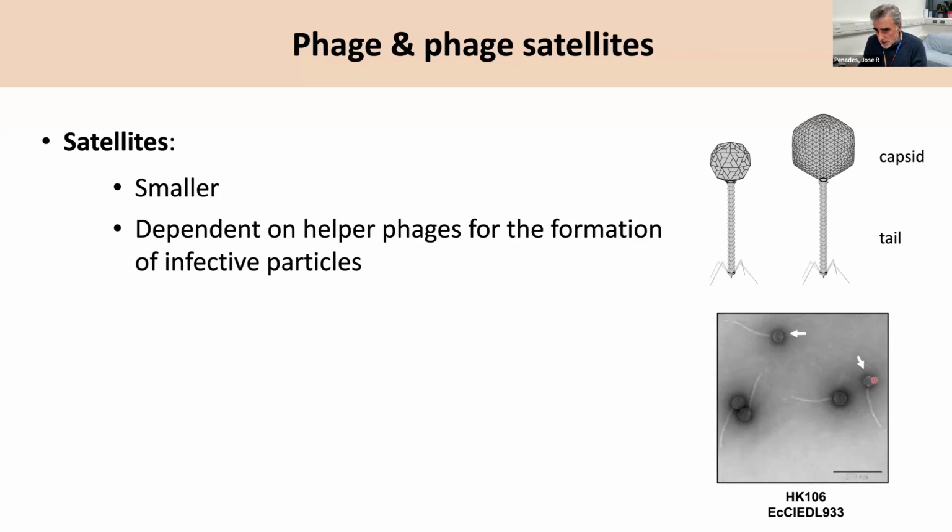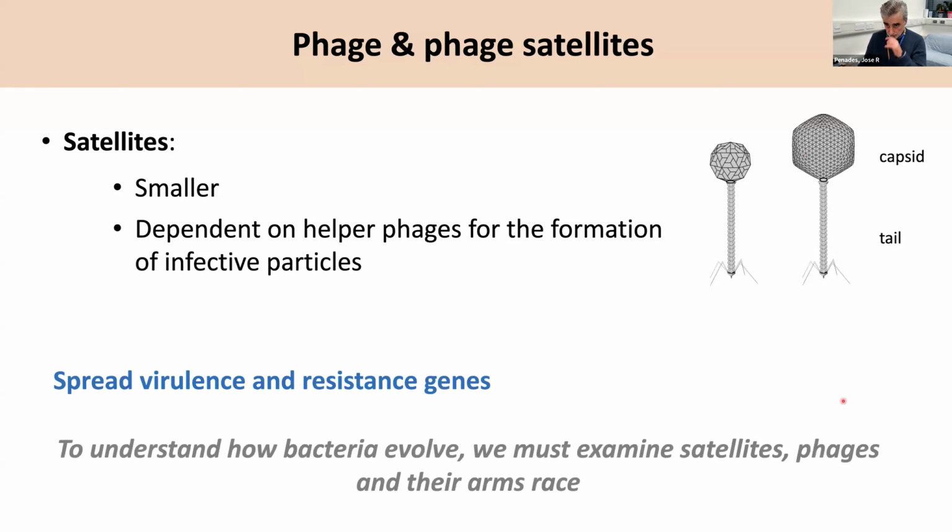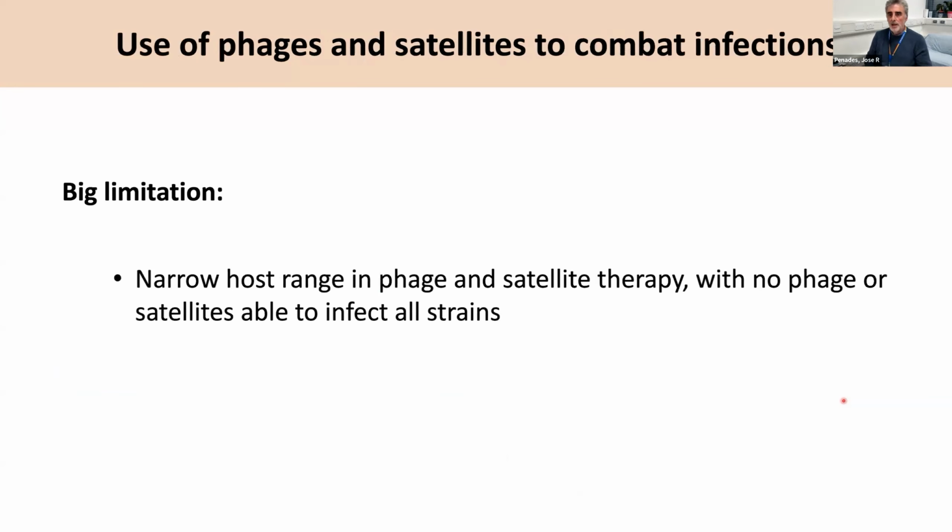This is the satellite with the satellite DNA inside, and this is the phage with the phage DNA inside. Satellites also have virulence genes, resistance genes, and can also move DNA. So whatever we have said for the phages can also apply to the satellites. So in my lab, we think that to really understand how bacteria evolve, we need to understand how these phages and these satellites interact. As we also mentioned, there are a lot of people trying to use phages for phage therapy as a new strategy to combat infection, and also the satellites.